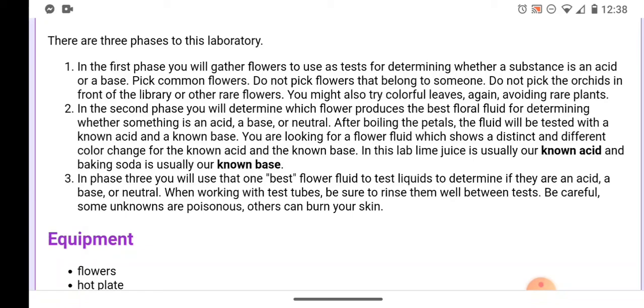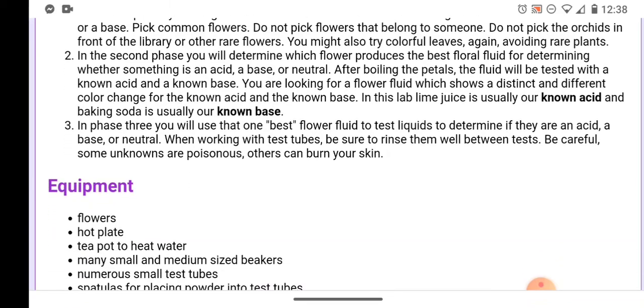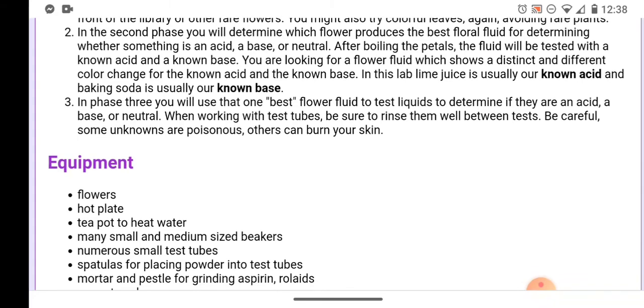In other words, we'll boil the petals and look for a color to come out of the petals. Some petals, when you boil them, don't produce a color. So you're looking for a flower fluid which shows a distinct and different color change when you test it. So we'll boil it and we'll test it.